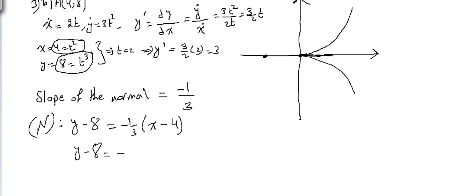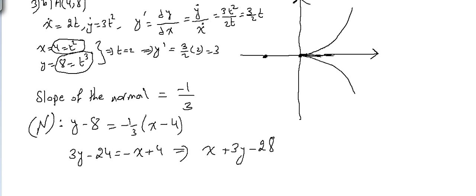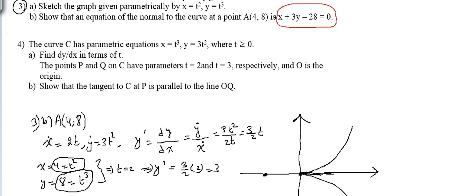Okay, let us multiply both sides directly by 3 to get rid of this 3. So 3y minus 24 will be equal to negative 1 times x minus 4. This means negative x plus 4. Taking them all to the same side, minus x goes to x, plus 3y we leave it, negative 24 and negative 4 will be negative 28, equals 0. And we found the equation of the normal, which is x plus 3y minus 28 equals 0.